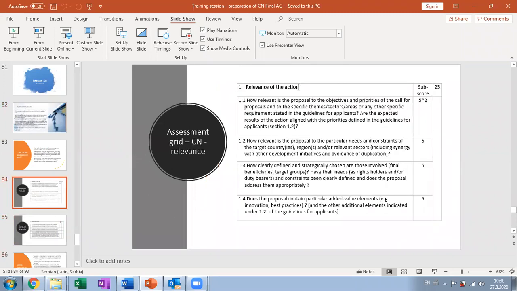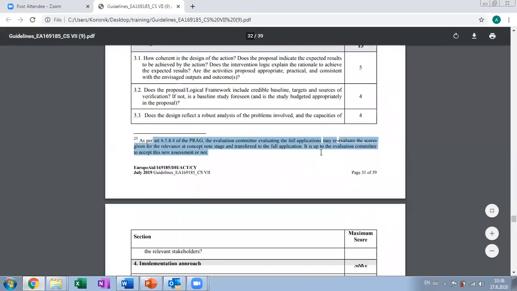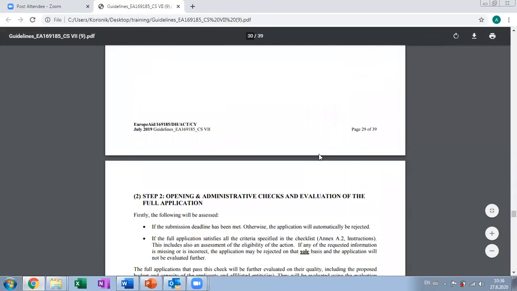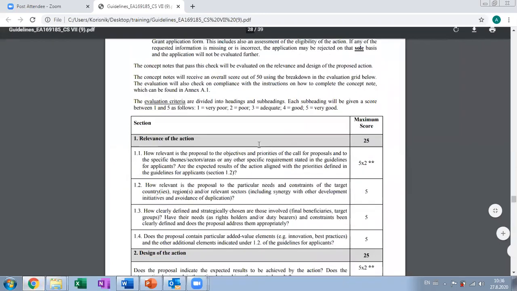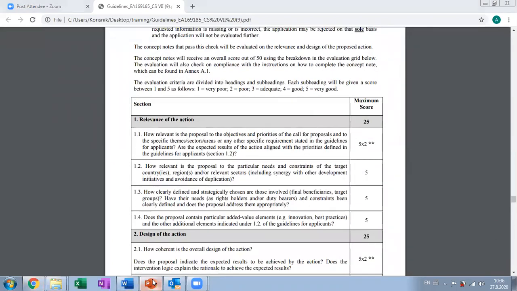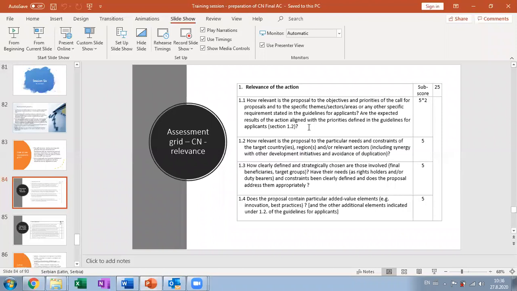You will see when it comes to relevance of the action, there are 4 questions that are asked, and it's more or less the same as the information in the guidelines. It's just presented in this kind of format. How relevant is your proposal to the objectives and priorities of the call for proposals?